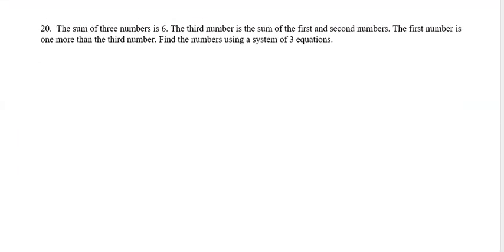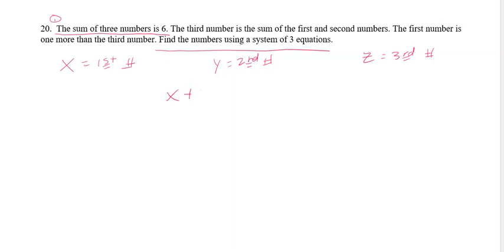Number 20 is a word problem that contains 3 equations, 3 variables. So I need 3 variables because this is wanting us to find 3 numbers. So x is going to be the first number, y will be the second, z will be the third. All right, and it works out really well. There's 3 sentences that represent 3 equations. So here's equation number 1. The sum of 3 numbers is 6.